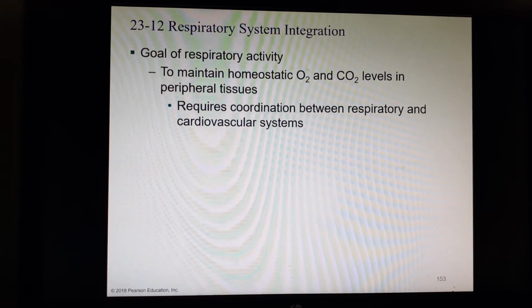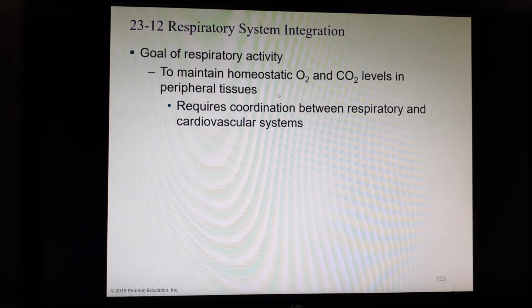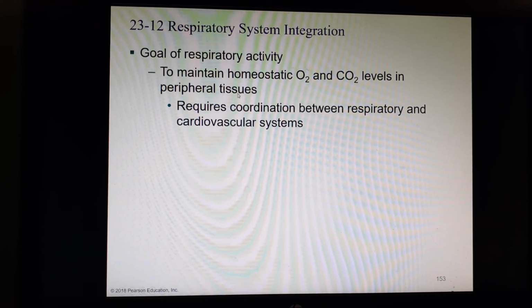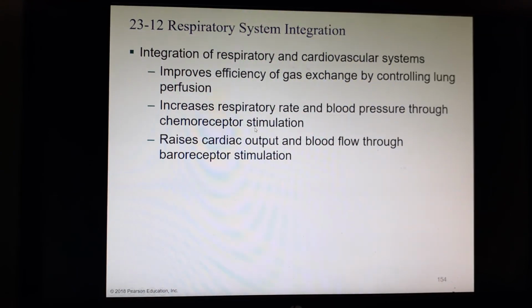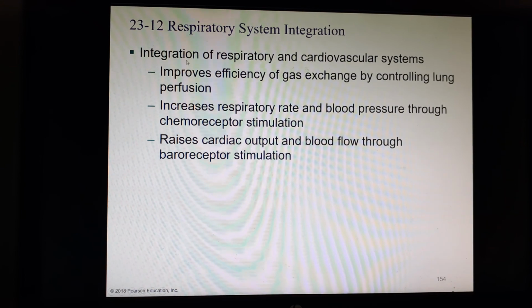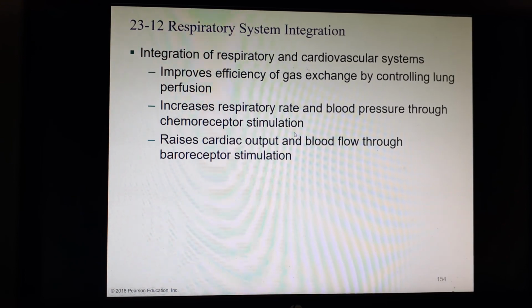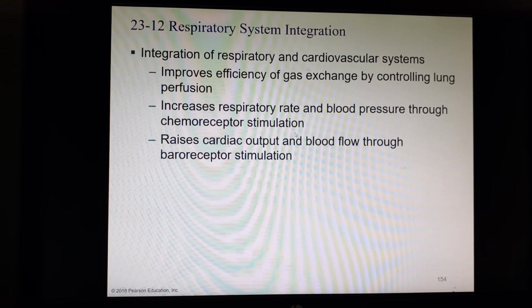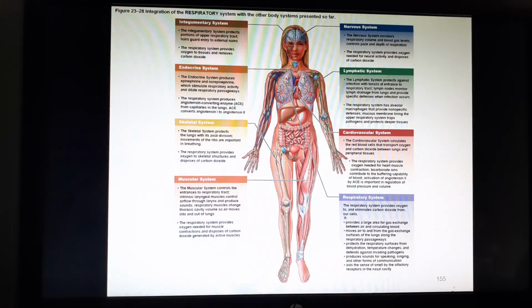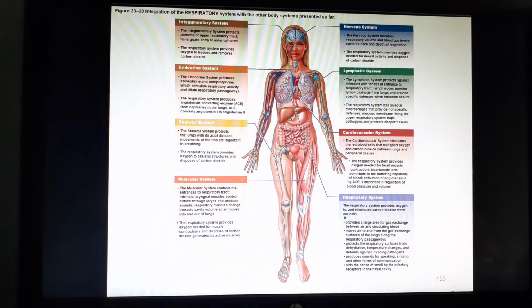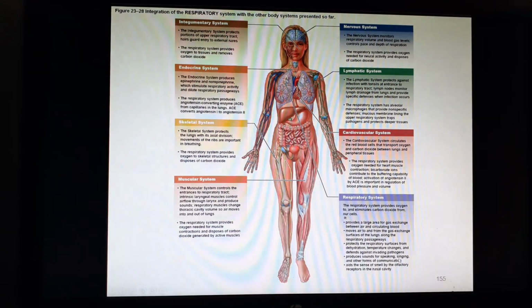So the goal of your respiratory activity is to make sure that you have proper O2 and CO2 levels in peripheral tissues, and you have to then have communication between your respiratory and cardiovascular systems. That controls how fast the blood is going past the alveoli, how deeply and often you are breathing, and we have to have feedback, of course, to make sure that everything is proceeding normally. And here's our normal end of chapter, showing how these two systems are related to each other, but also how they're related to all of these other organ systems that we've already covered.